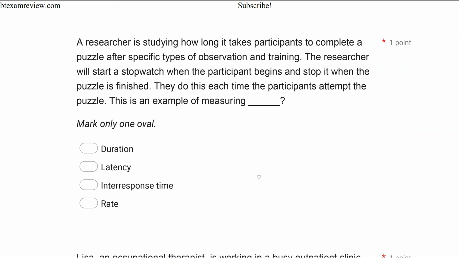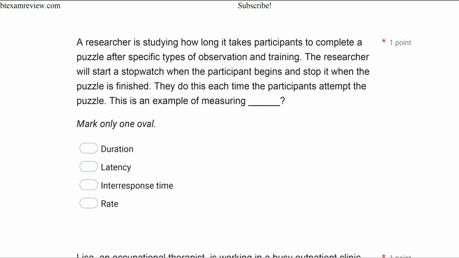A researcher is studying how long it takes participants to complete a puzzle after specific types of observation and training. The researcher will start a stopwatch when the participant begins and stop it when the puzzle is finished. They do this each time the participants attempt the puzzle. This is an example of measuring blank.